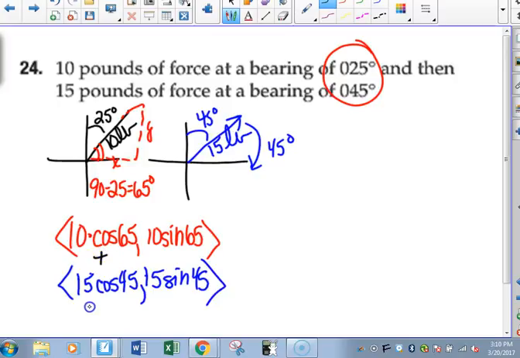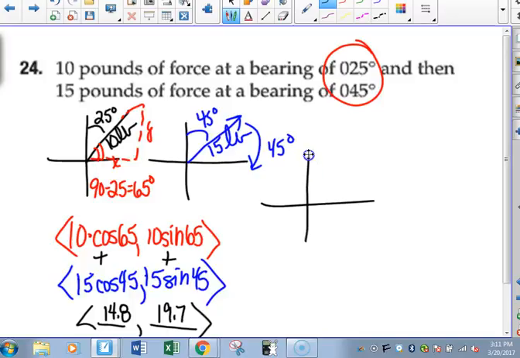I add the 2 x components and get a number, and then I add the 2 y components and I get a number. Anybody helping me out? Okay, I couldn't tell you because I didn't even turn my calculator on. I started typing. That's helpful. 14.8 for this one, guys. 19.7.